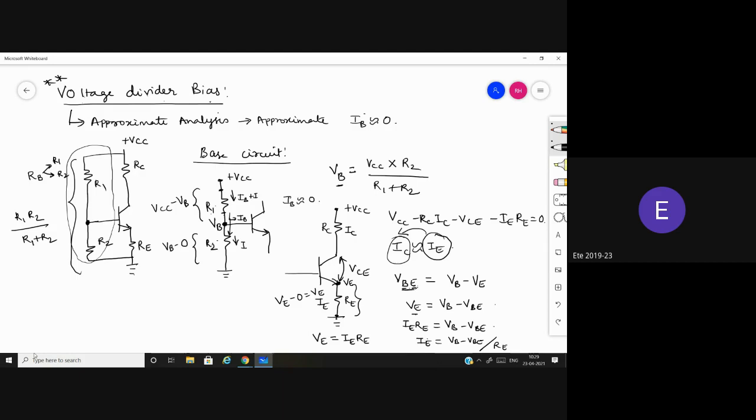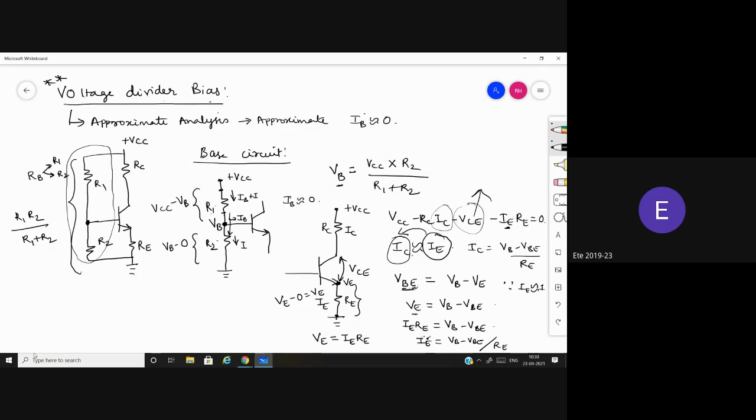Just take this value here, and you'll get an equation for IC and an equation for VCE. Since you know that IE and IC are almost the same, the equation for IC will also be VB minus VBE by RE, because IE is approximately equal to IC. By rearranging the equation for VCE, we can obtain the equation for VCE. This is how approximate analysis is done.